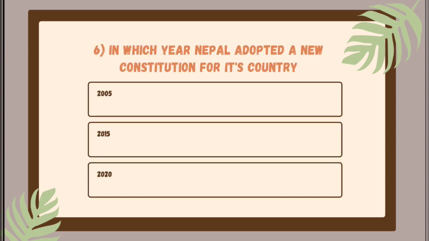Okay, question number 6. In which year did Nepal adopt a new constitution for its country? The options are: Option A 2005, option B 2015, and the last option 2020. The correct answer for question number 6 is that in the year 2015, Nepal adopted a new constitution for its country. Okay, next question.